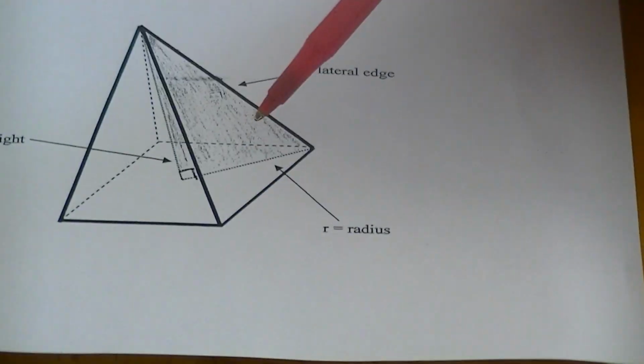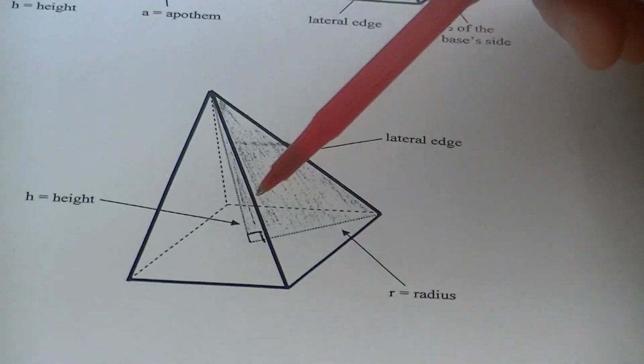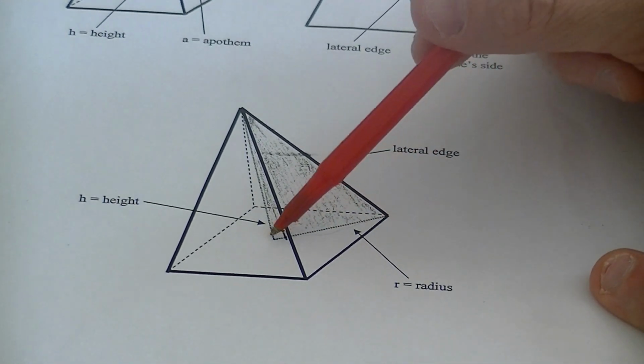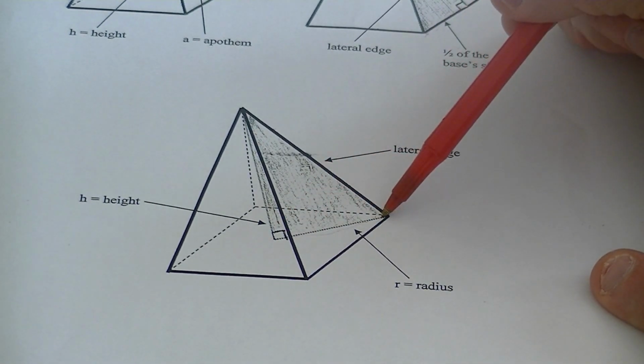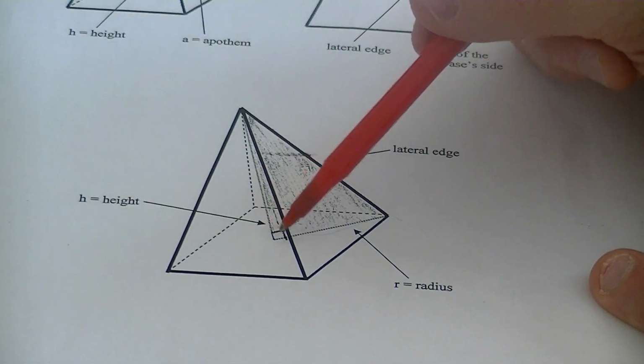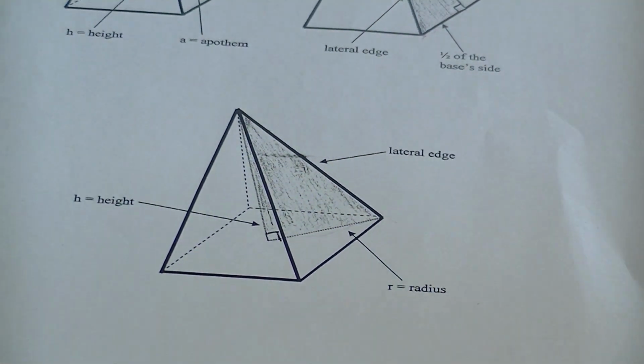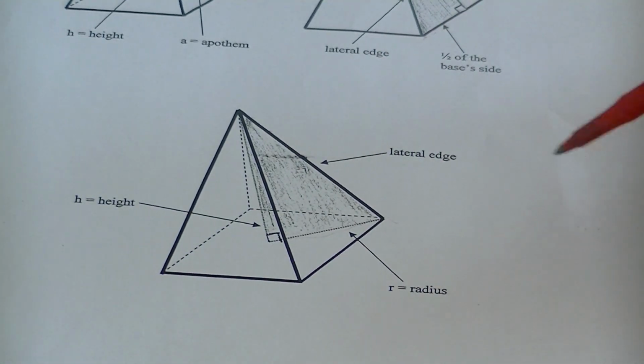Here's one more right triangle to be aware of. The radius of the base, thinking back to that last chapter, radius of a regular polygon, the lateral edge and the height also form a right triangle. And if you know 2 of those 3 sides, the Pythagorean theorem will get you the missing one.